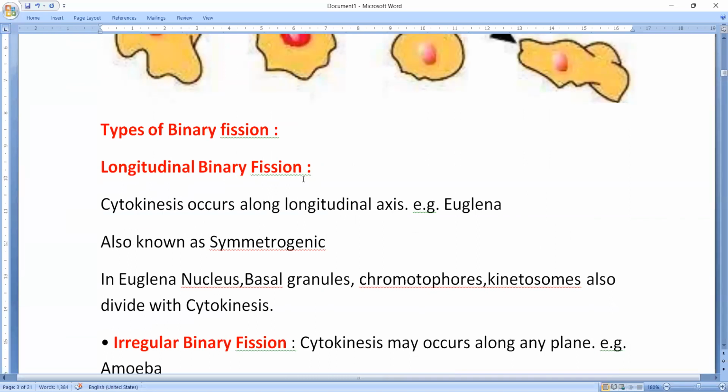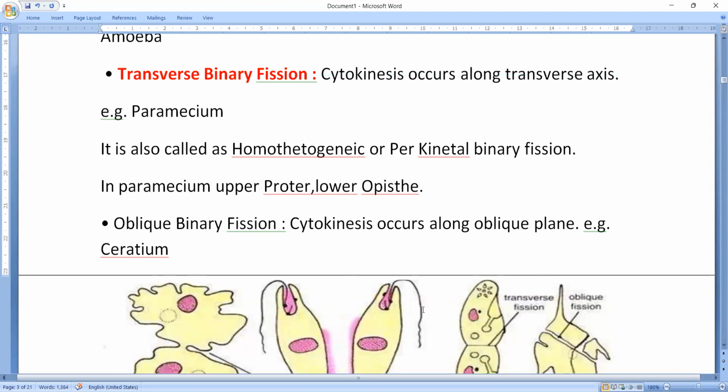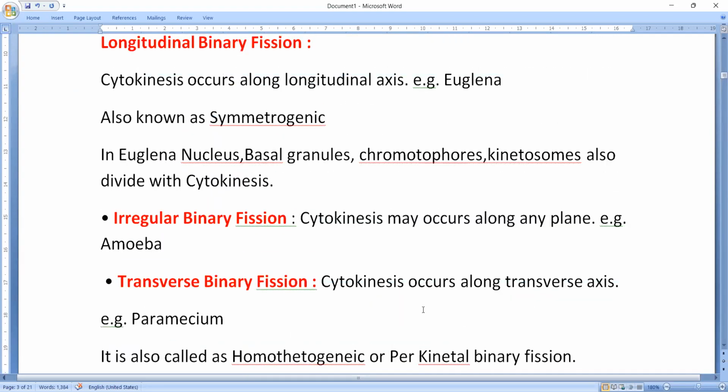Longitudinal binary fission. The name itself denotes it. The plane of division is vertical to the central axis or vertical axis of the body, so that the cell is divided longitudinally to produce two offsprings. Okay, the best example is Euglena.